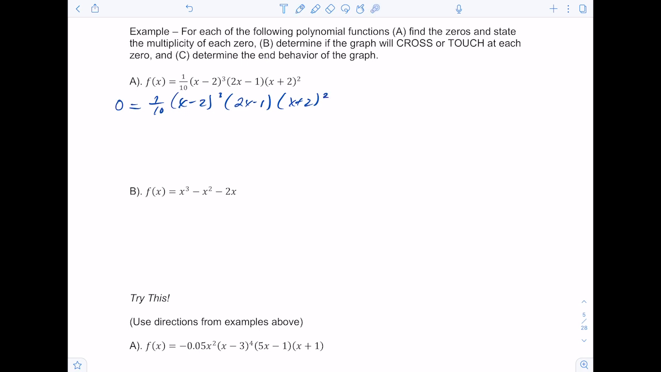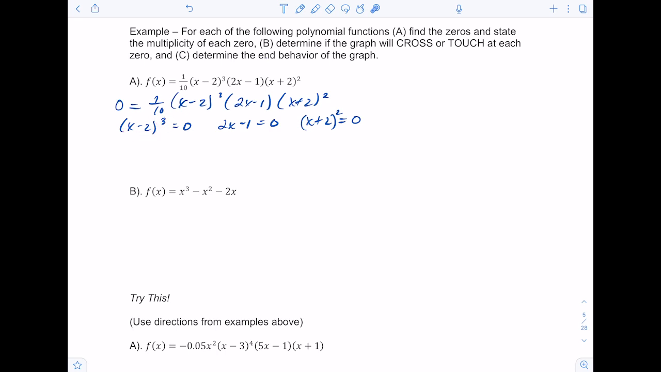And remember that we're going to apply the zero product property, which just means take each of the factors and set it equal to 0. I don't have to worry about setting 1/10 equal to 0 because it doesn't, right? So we're just going to take x minus 2 to the third and make it equal 0, 2x minus 1 equals 0, and x plus 2 squared equals 0. And my exponents tell me my multiplicity. So here we know we're going to have a repeated root of 3. It's going to be a multiplicity of 3.